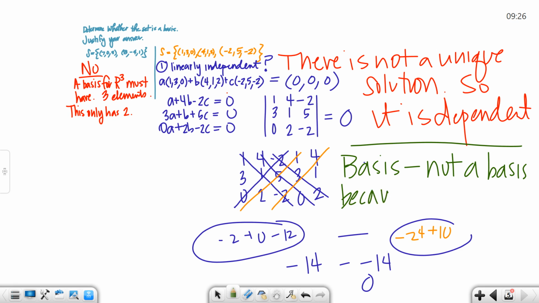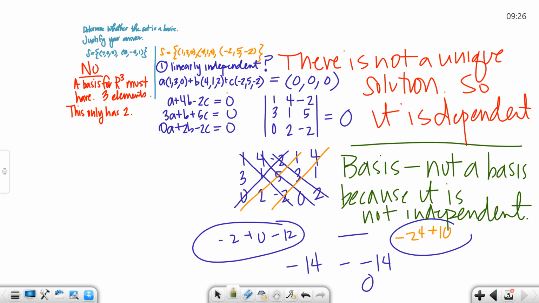Because it is not independent. Now, there were multiple answers for that one. Let's say instead of working it this way, you did spanning first. It's going to be the same determinant, so this one also would not span. And so you could have said this is not a unique solution, so this does not span, and since it does not span, it is not a basis. You could have also said this is not a basis because it's dependent. That would have been correct as well.